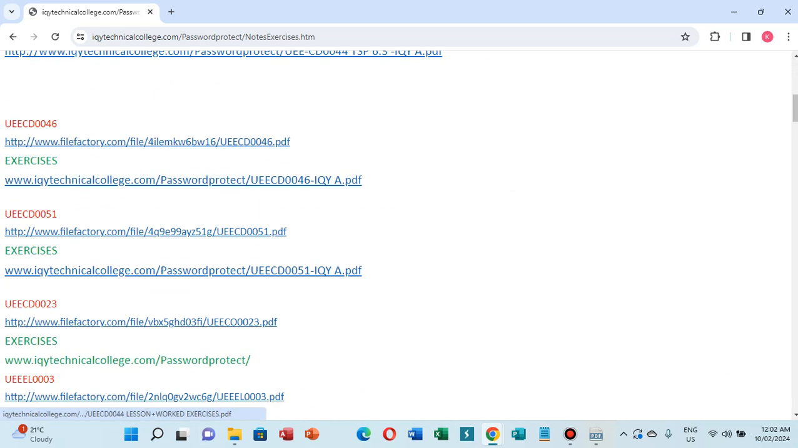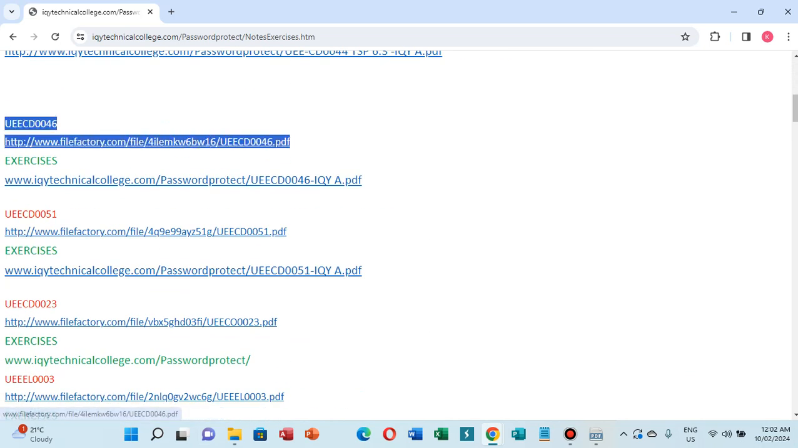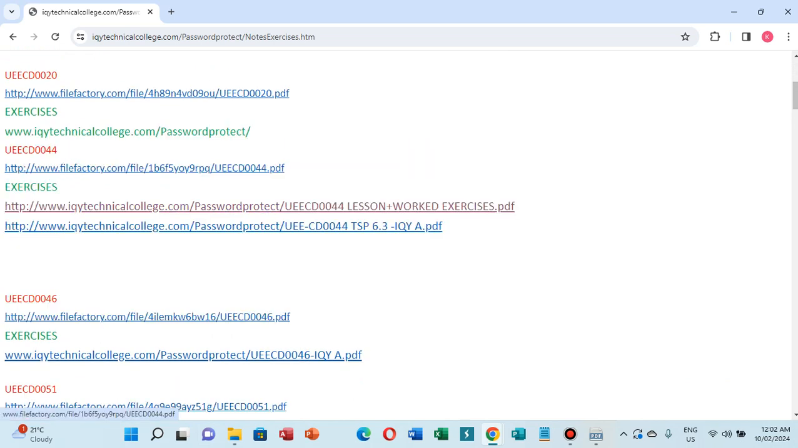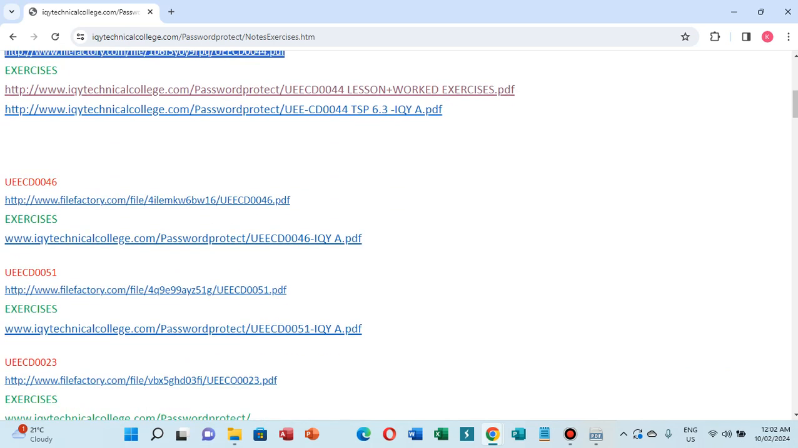This is a DC circuit. Next week, I will deal with the DC parallel circuit. This is a DC series circuit. And this is the DC parallel circuit.